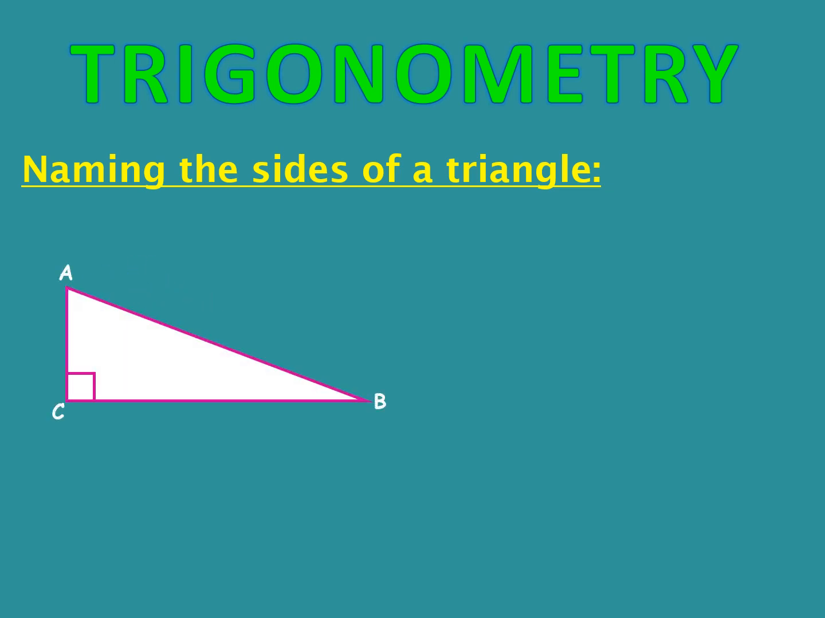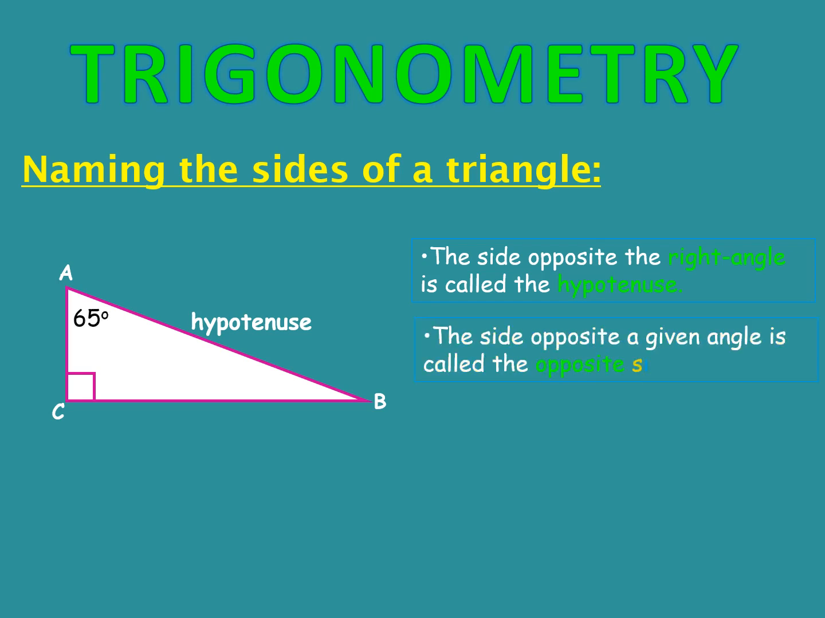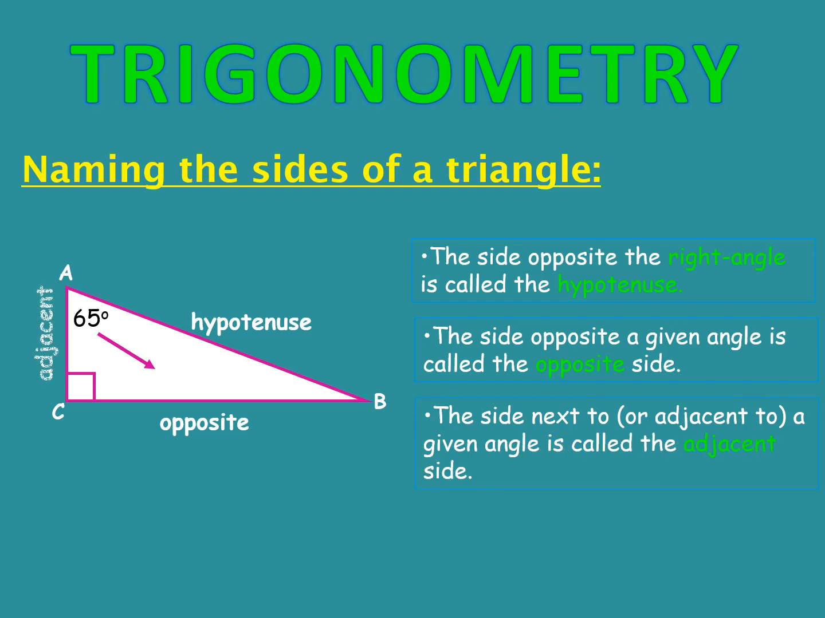So if I have a triangle ABC, the side opposite my right angle is always called the hypotenuse, but we know this. Then, if I'm given an angle in the triangle, the side opposite that given angle is known as the opposite side. And the remaining side, or the side next to the given angle, is known as the adjacent side.